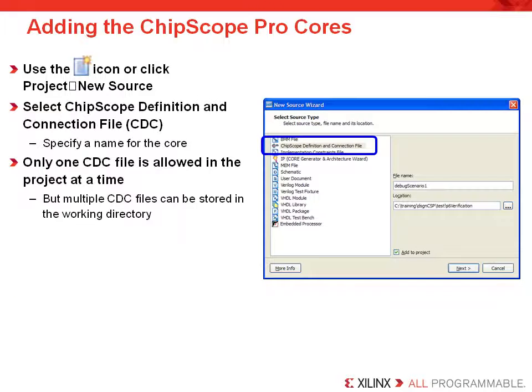To add ChipScope Pro cores, you add them like you would add any HDL component into your design with the ISE software. So use the command Project, New Source. This opens a new source wizard. You name the ChipScope definition and connection file. This will contain all of your ChipScope cores in one source file. Just name the file and then the GUI will open, allowing you to add the cores into your design. Note that the created cores are associated with your top level design file automatically, but this can be altered. Double-clicking the CDC file automatically starts the ChipScope Pro software.